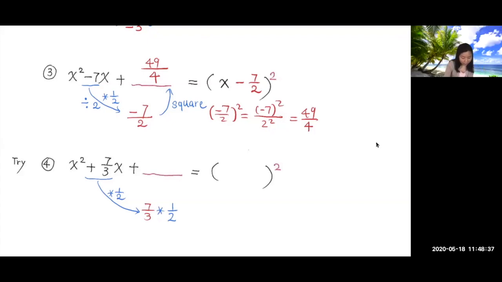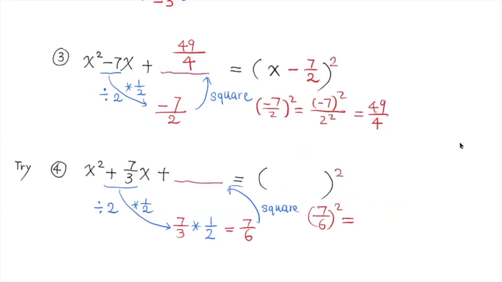Sometimes divide by 2 is the same as times a half. They mean the same thing. Now we're going to square. So 7 over 6 squared is 7 squared over 6 squared, which is 49 over 36. So we put 49 over 36 here. And what perfect square is this trinomial going to make? X plus 7 over 6.